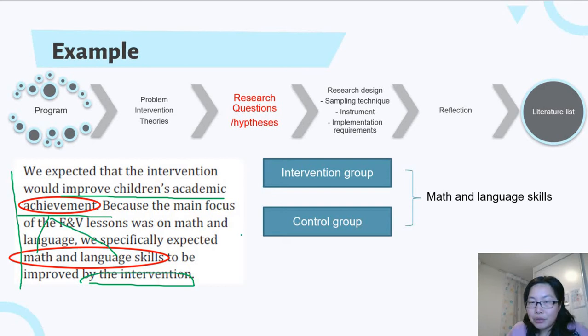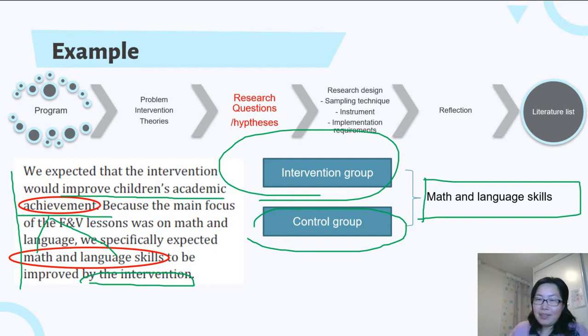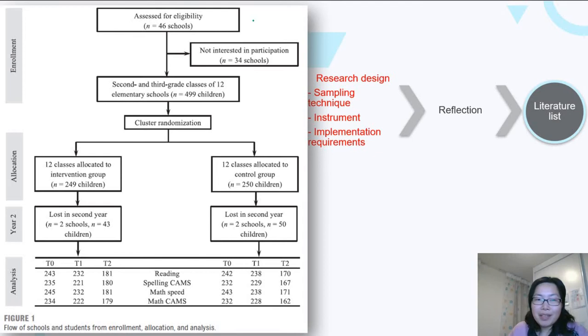So from such brief sentences, I can quickly figure out that in this research design, they are going to have an intervention group and a control group. And later they are going to measure the math and the language skills. Okay, so this is their hypothesis. Whether pupils from the intervention groups outperform pupils from control groups in math and language skill tests. So this is the hypothesis and the research question.